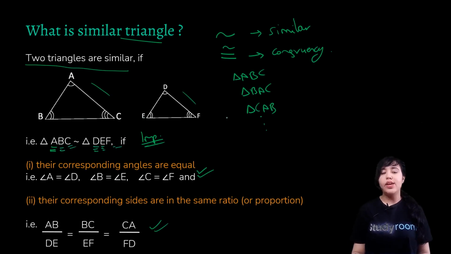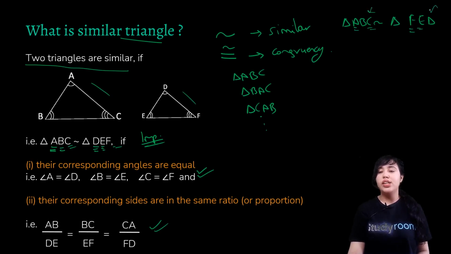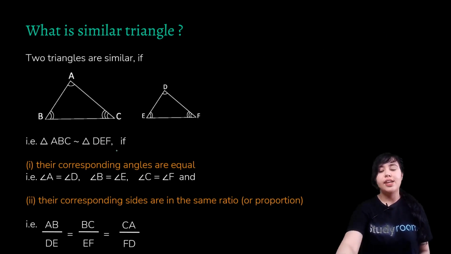Okay, so it would be wrong to say that triangle ABC is similar to triangle, say, FED, because A would correspond to F then, whereas A and F are not equal. Then here B would correspond to E and C would correspond to D. So C and D again, they're not equal. So this would be a wrong representation. Okay, so be very careful of the way you're representing your triangles.